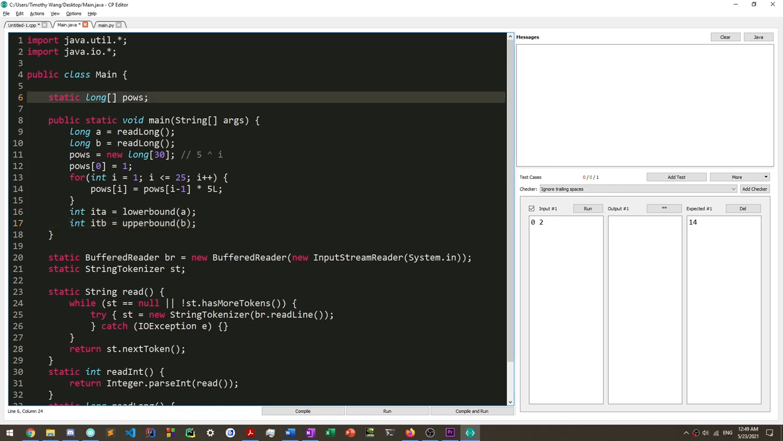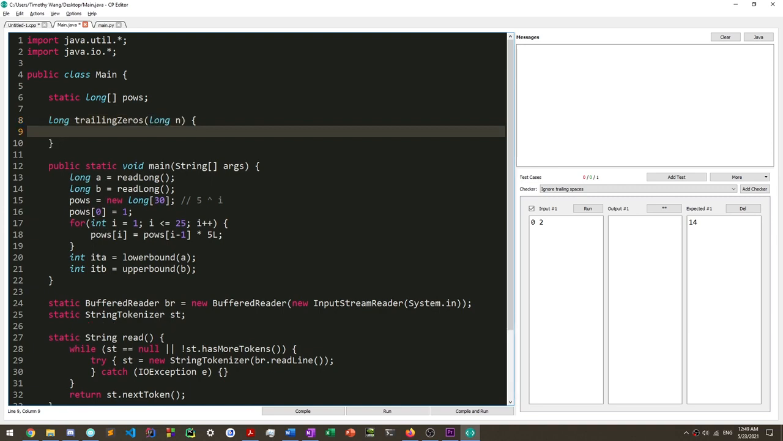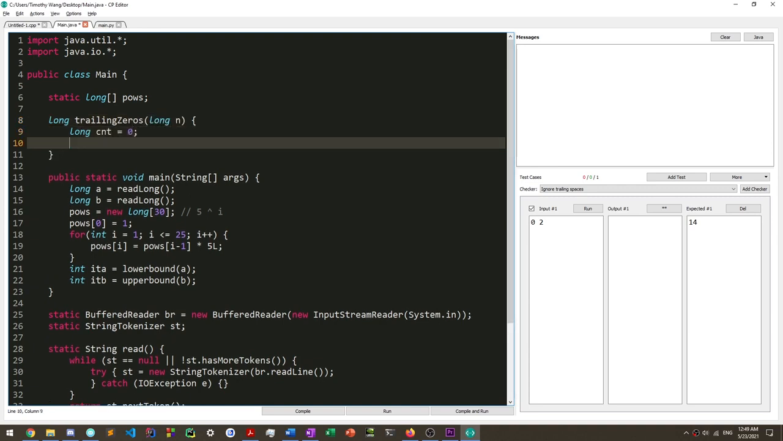Okay, so the first thing that we're going to do is create a function, and this is going to give us the number of trailing zeros. So let's say trailingZeros of some long n. And essentially what we're going to do is create a counter, and we're just going to keep dividing them and then summing them until we find the correct number of trailing zeros.